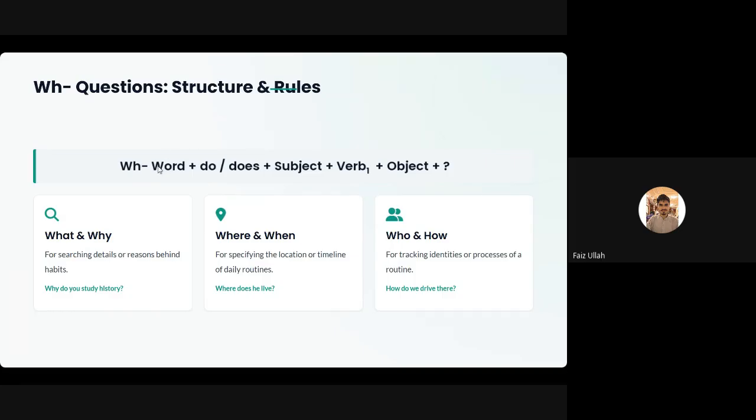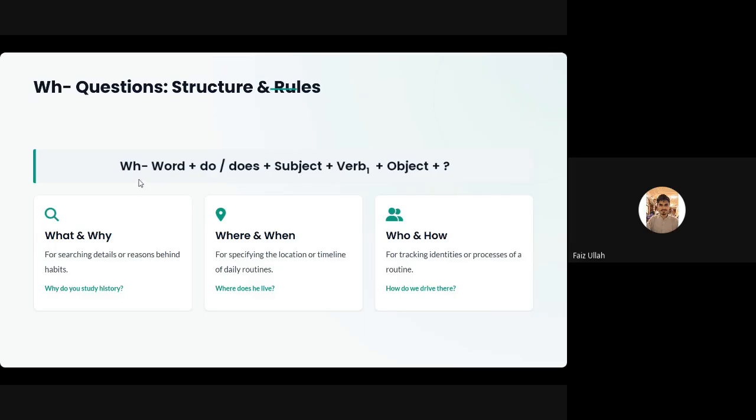For example, if you ask me why I have breakfast, you should look at the structure: Why do you take your breakfast? Because you are asking me a question related to why, I will give you a reason. I take breakfast because it's important for health, or because I like taking breakfast. You can give any reason.